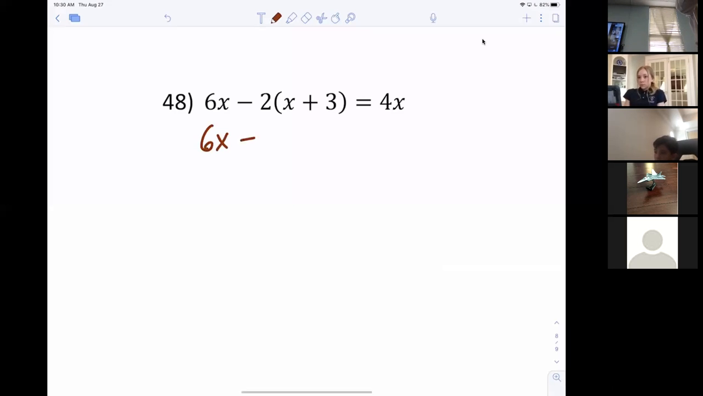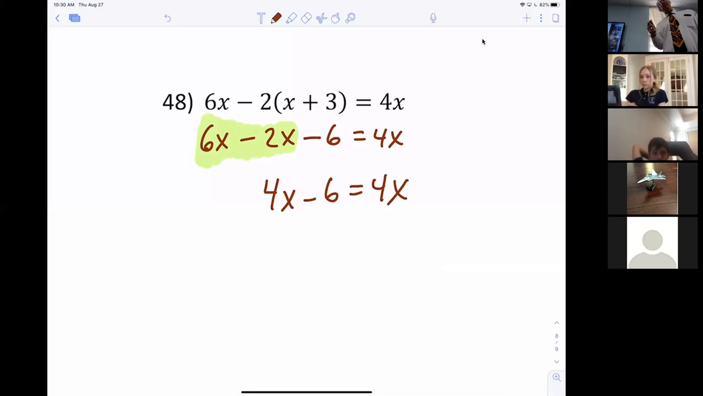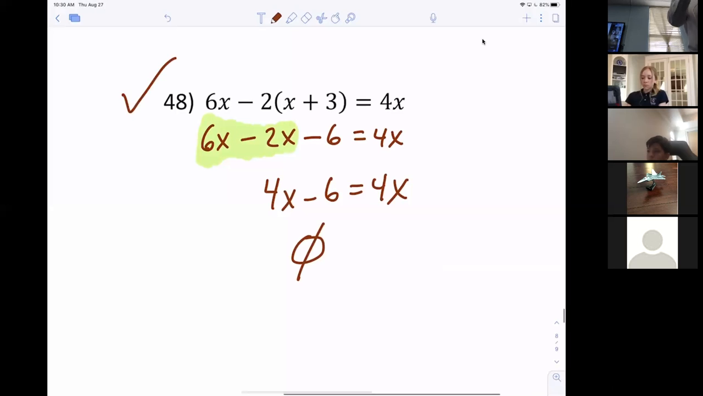So here we go. 6x minus 2x minus 6 equals 4x. You had to see that it was a minus 6. Now if we combine terms, 6x minus 2x is 4x. So 4x minus 6 equals 4x. Is that a problem? It is a problem. There is no way 4x minus 6 is ever going to equal 4x. A number minus 6 can't equal itself. So that's why you put no solution, and give yourself a check if you understood that completely and didn't make a mistake. But again, the mistake is made when you are distributing a negative.